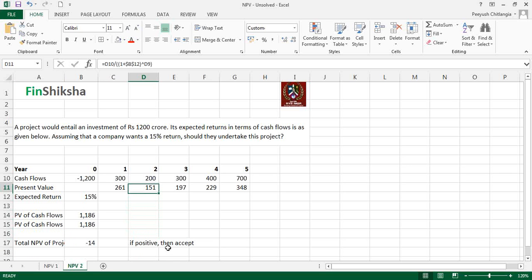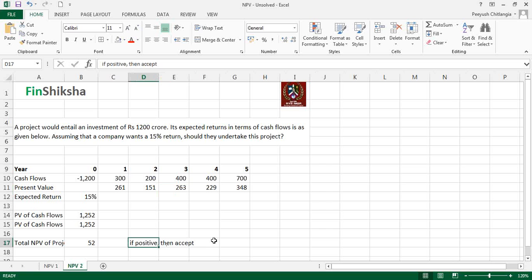When can this become positive? Either the cash flows increase. So let's say if the third year, instead of 300, was 400, then we find that this becomes positive, which means the present value of the cash flows at a 15% expected rate of return becomes more than 1200. If positive, then you should accept, right?